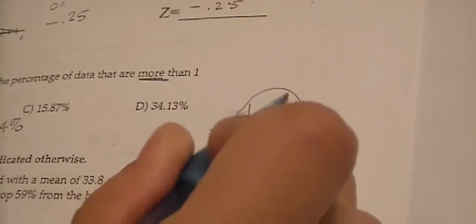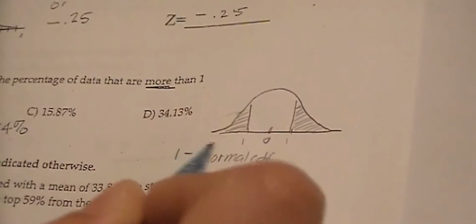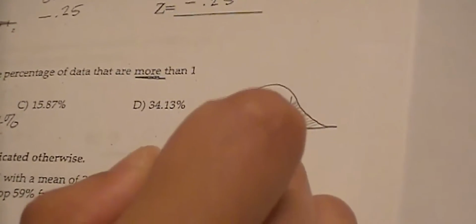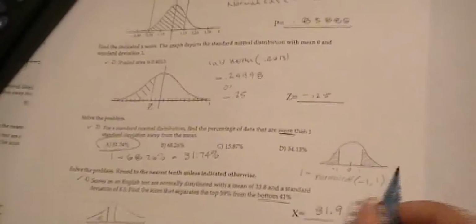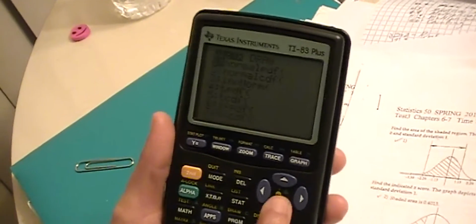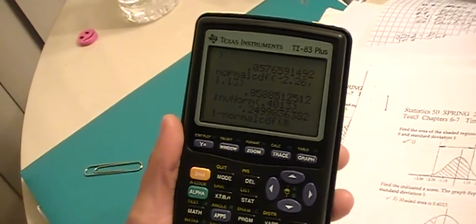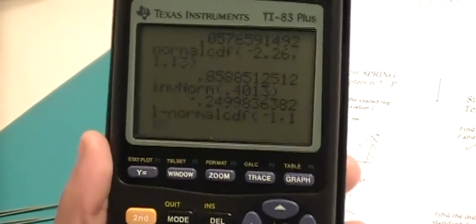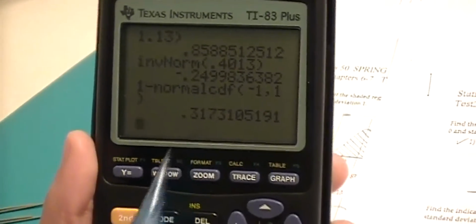I think it's easier to do this middle piece and then subtract that from 1. So again, you just need a left number and a right number. In this case, your left number would be -1. It's negative because it's below the mean, to the left of the mean. And then your right number can be the positive one. So if you just do 1 minus second bars normal CDF, -1, comma, +1, you can leave out the mean and standard deviation because it's standard. That gives you 0.3173.